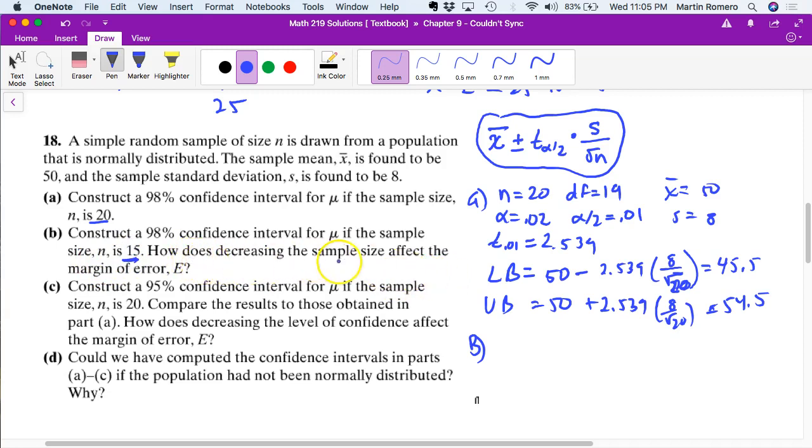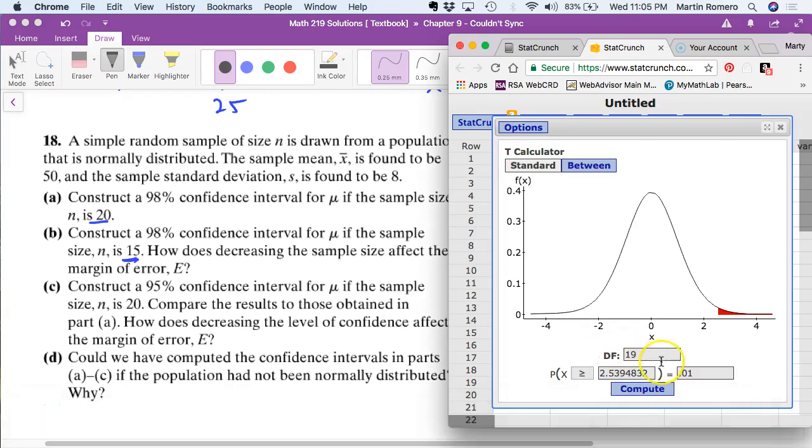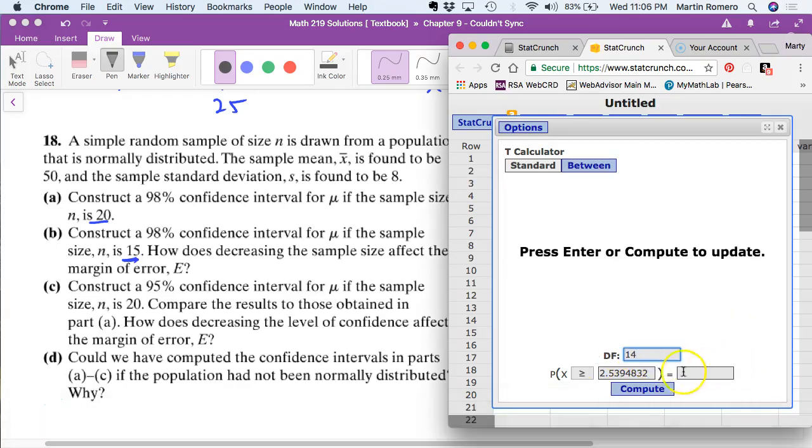And so we're curious, how does decreasing the sample size affect the margin of error? So I'm not going to redo all those calculations, but technically everything's going to be the same. We've just decreased the sample size. So in this case, N is 15. Your degrees of freedom would be 14. That does change your alpha 0.01. Your T alpha 0.01 is going to have a different value because you've changed the sample size. And so you have degrees of freedom of 14 this time.